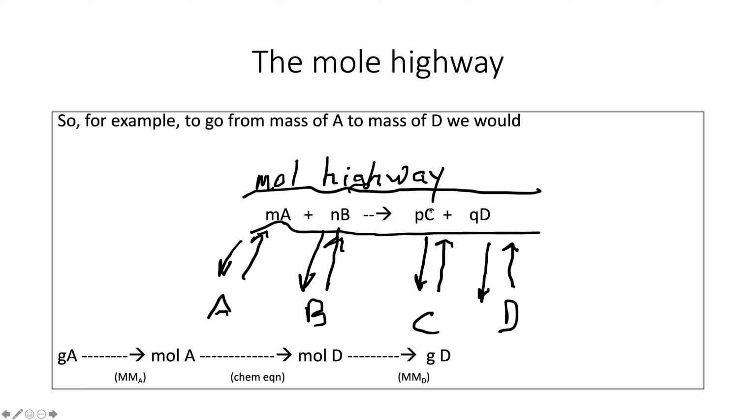So for example, looking at this diagram again, if I wanted to go from the mass of A to the mass of D, first I have to get to moles. So I would use the molar mass of A to go from grams of A to moles of A. And you've done a lot of these types of calculations. Then I would use the balanced chemical equation to go from moles of A to moles of D. And in this case, there are m moles of A for q moles of D. Right? Then once I'm in moles of D, I would get out, and since I'm going to mass, I would use the molar mass of D. Okay? So that's the idea.